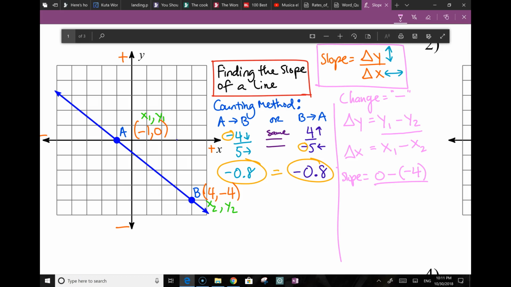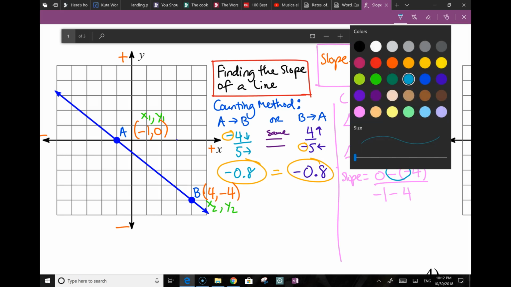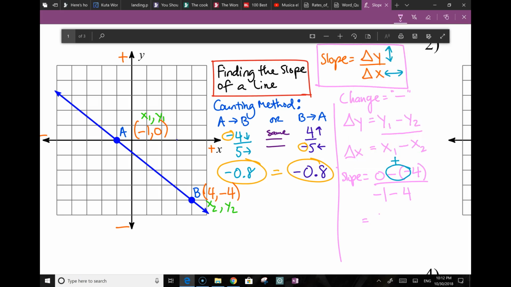And likewise in the denominator, when we're talking about the x's, the first x is -1, right? For point A. Well, -1 eventually changed into a 4. So it's -1 minus 4, okay? And so we go ahead and simplify this, and then we're done. So as you know, these two become a positive. So then what I have is 0 plus 4, which is 4. And then in my denominator, -1 minus 4 is -5. And this is my slope.